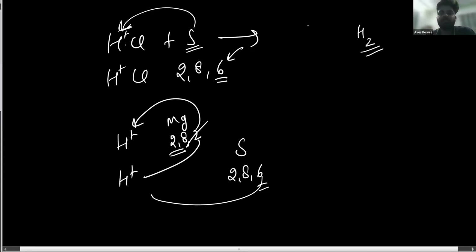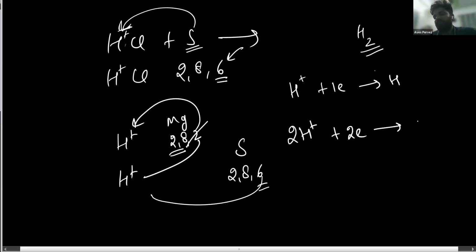Okay. Now moving to this one, we need to discuss one important thing, that is addition of electron is called reduction. When we are adding electron to anything, it means that it is being reduced. For example, H plus when it gets 1 electron, it forms H atoms. Or if we are having 2 H plus ions, if 2 electrons are added, it will form hydrogen gas. So there is a reduction of hydrogen ions taking place.